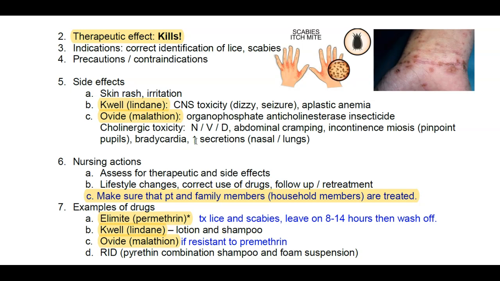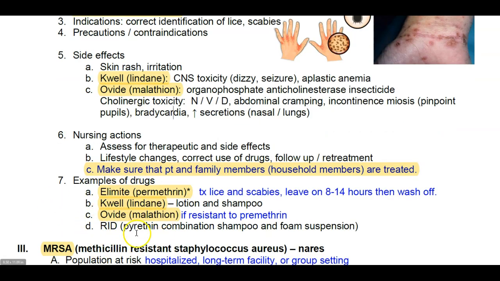So malathion is not one of those first agents because of the severity of the side effects, right? It's not the first option for lice and scabies. But let's say they tried permethrin and lindane and it doesn't work, then we can consider malathion. So malathion is used if the lice and scabies are resistant to treatment with permethrin. Another one would be your RID or pyrethrin combination shampoo and foam suspension.